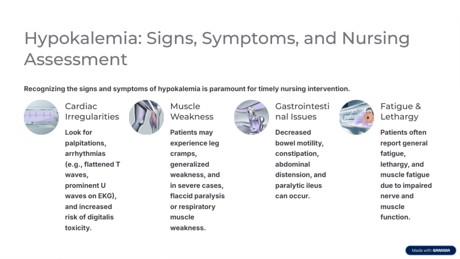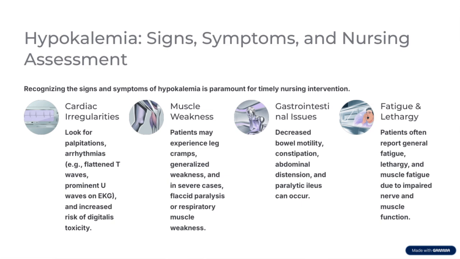Moving on to muscle weakness, patients might experience leg cramps or a more generalized weakness. In severe situations, this can progress to flaccid paralysis or even weakness of the respiratory muscles, which is a serious concern. It underscores the importance of assessing neuromuscular function closely.